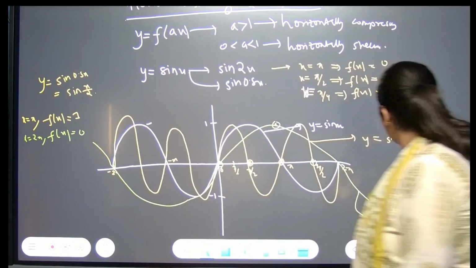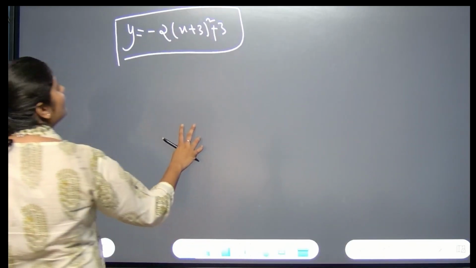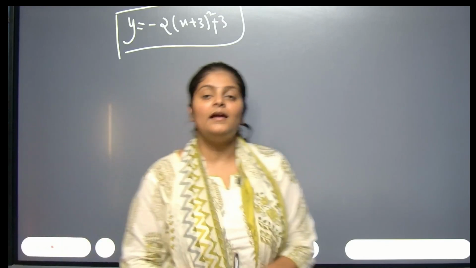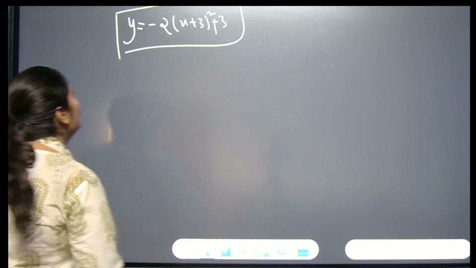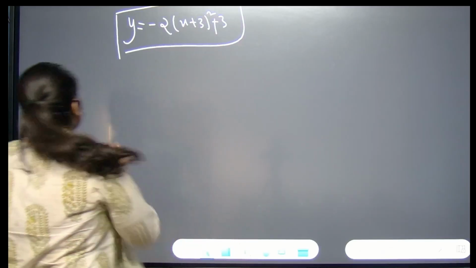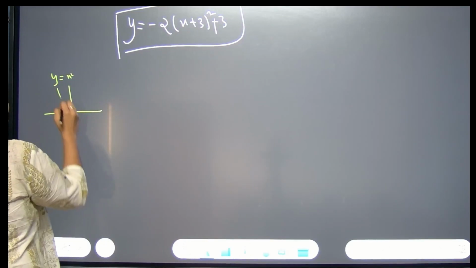So again we will come to the first question and we will try to solve it, right. The graph was y equals minus 2 times (x plus 3) whole square plus 3. Let's try to make this graph. First, what is the original graph? We can see y equals x square. Let's plot the graph. The graph of y equals x square would be this, right?